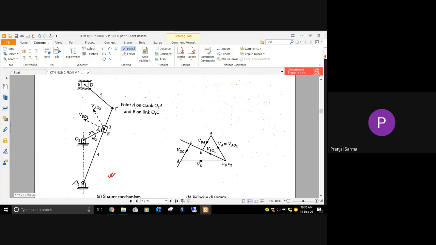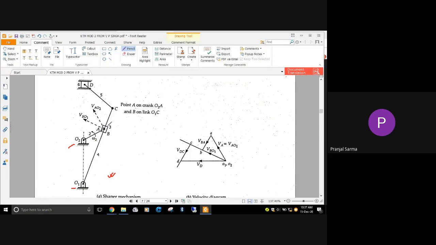Here O1 and O2 are the fixed positions. And we have this particular crank O2A, and it is given that it rotates with angular velocity omega 2 in the anti-clockwise direction. This crank O2A is rotating in anti-clockwise direction with the angular velocity omega 2, and it is required to draw the velocity diagram for this particular configuration.